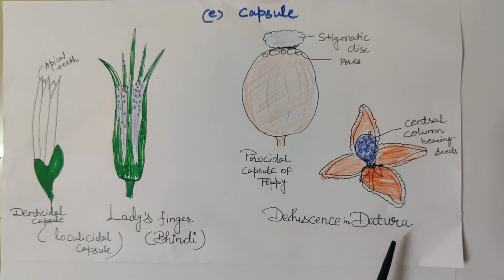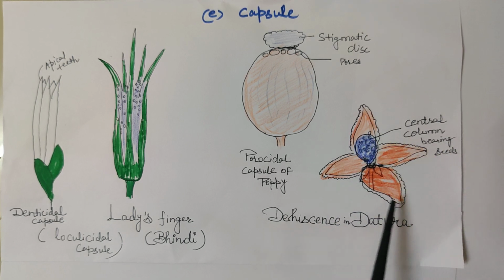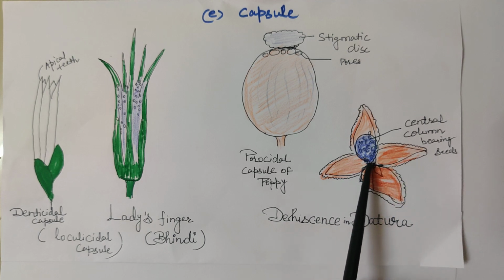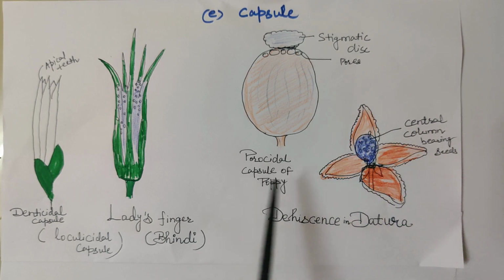Then in the case of datura, which has medicinal value, how does dehiscence occur, how are the seeds released? It is called septifragal dehiscence. Here it opens, the seeds remain on the central column, and these are the valves. So this is about the capsule.